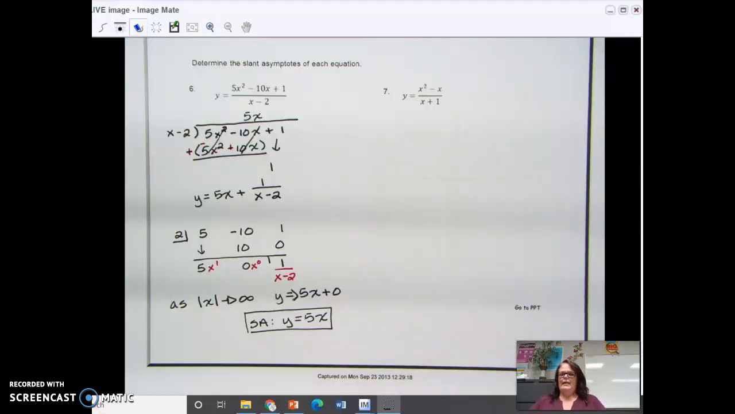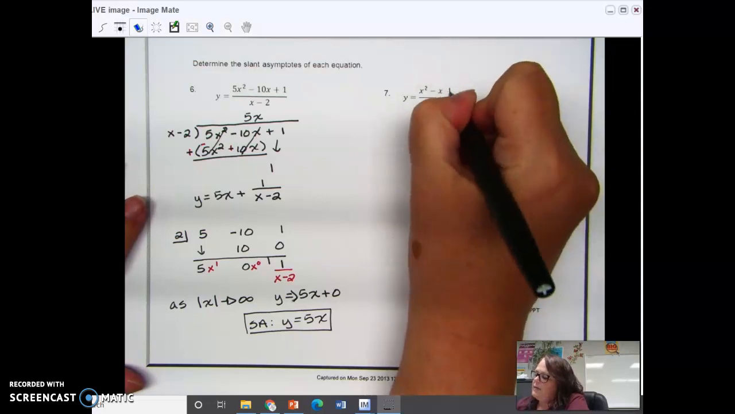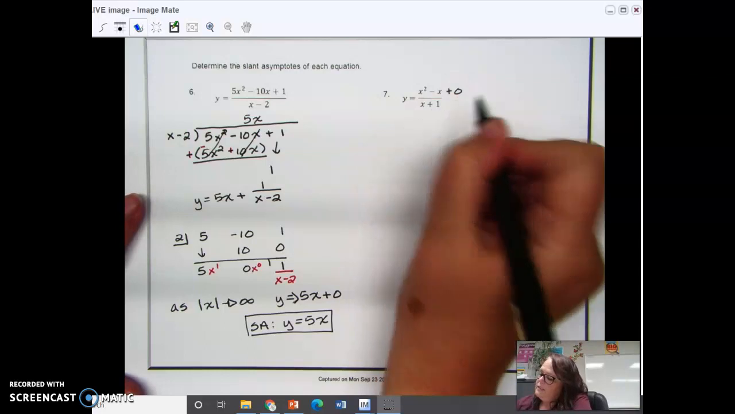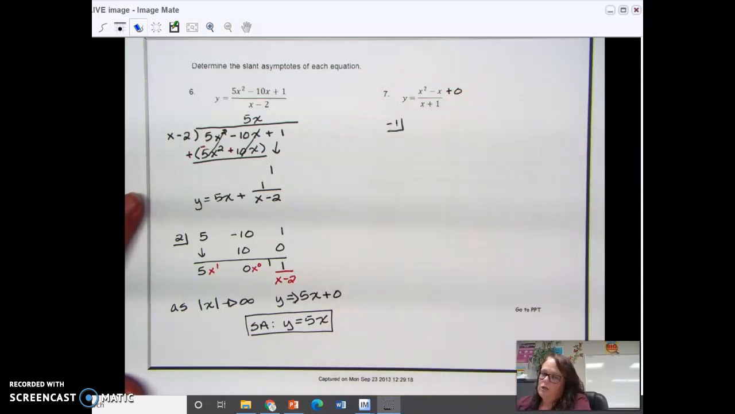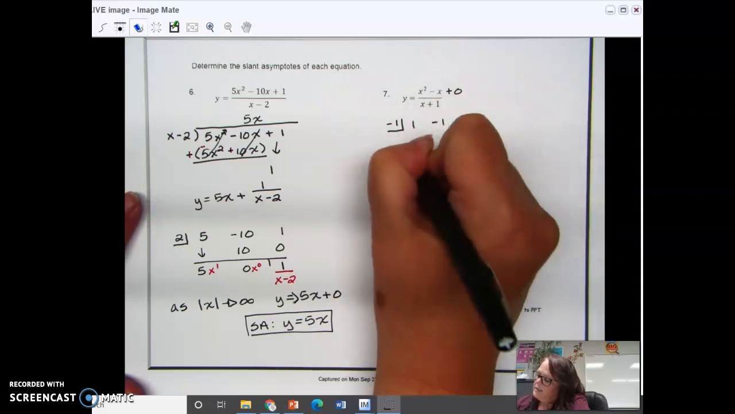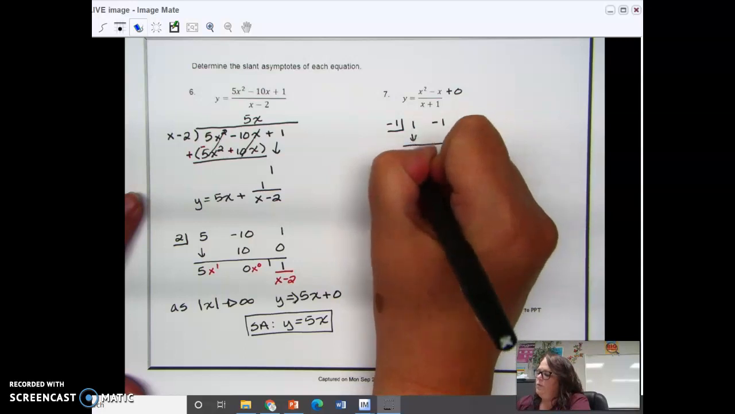All right, so if we take a look at question number 7, I'm going to go ahead and use synthetic division. Something that I notice is I've got a second power, I've got a first power, but I don't have a constant. So I'm going to say plus 0. The opposite of positive 1 is negative 1, and that's going to go in the corner. Then I have coefficients of 1, negative 1, and a constant of 0.